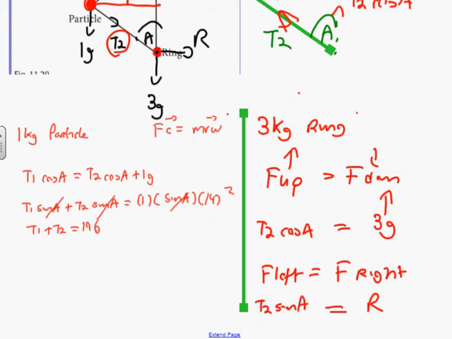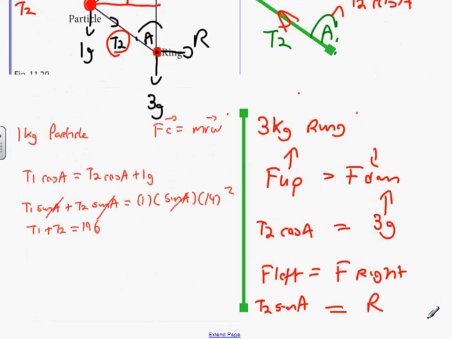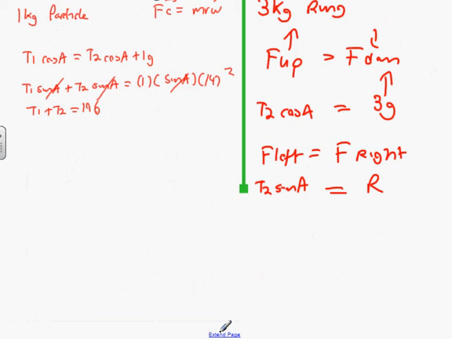Okay, what does the question want us to do again? Find the tension in each string and the angle which the strings make with the vertical. I have to find A and I have to find T1 and T2. I did not have to find R. I don't know if I need R yet, but I don't have to find it. Okay, so let's see what we can do here. T1 plus T2 equals 196.